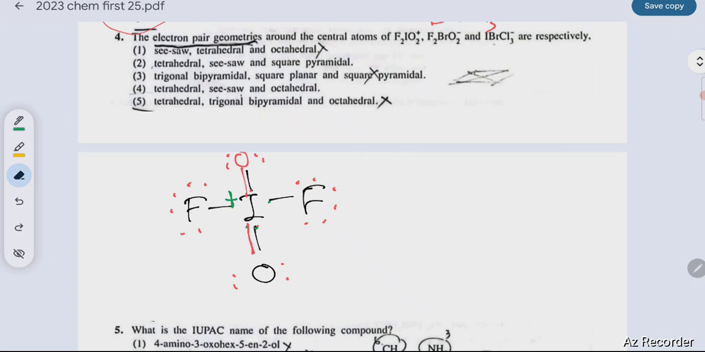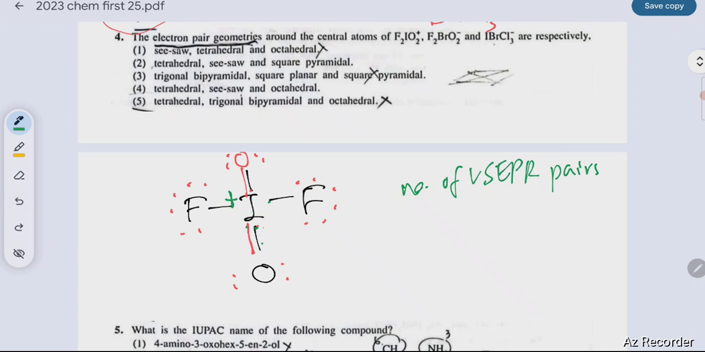Now before going to the Lewis structures of the others, let's see the electron pair geometry of this one, F2IO2 plus. So, how can we get the electron pair geometry? We have to get the number of VSEPR pairs. So, how many VSEPR pairs does it have? Now, this one we have to consider as 1 unit.